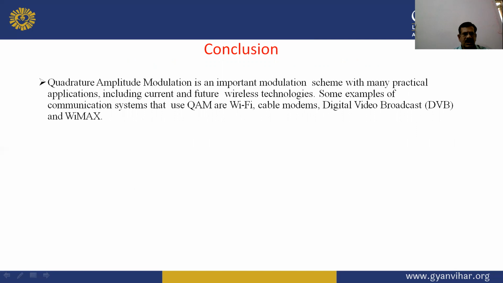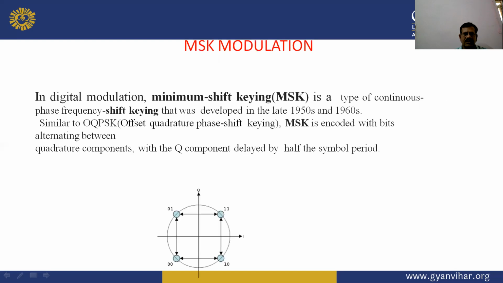In conclusion, quadrature amplitude modulation is an important modulation scheme with many practical applications, including current and future wireless technology. Some examples of communication systems that use QAM are Wi-Fi, cable modems, digital video broadcasting, and also WiMAX. So that is the conclusion of the QAM modulation technique.